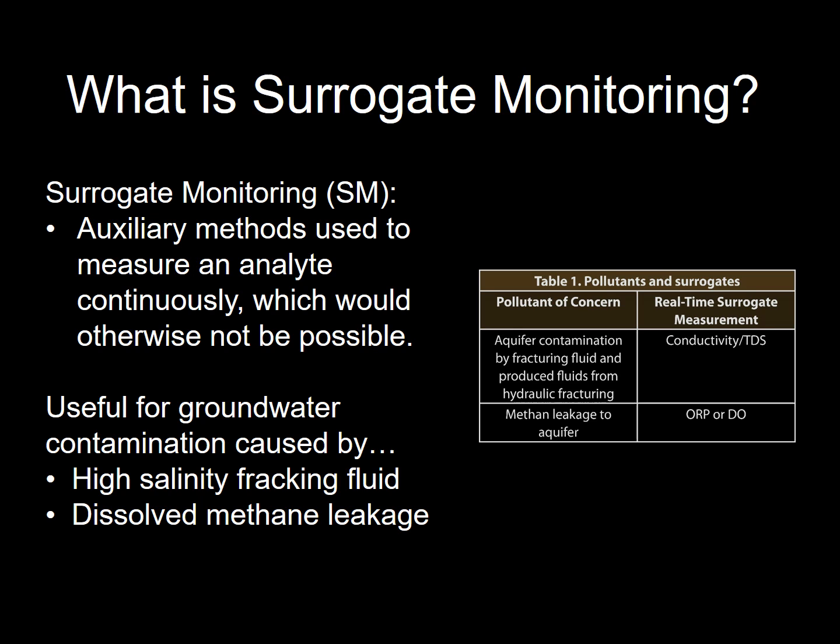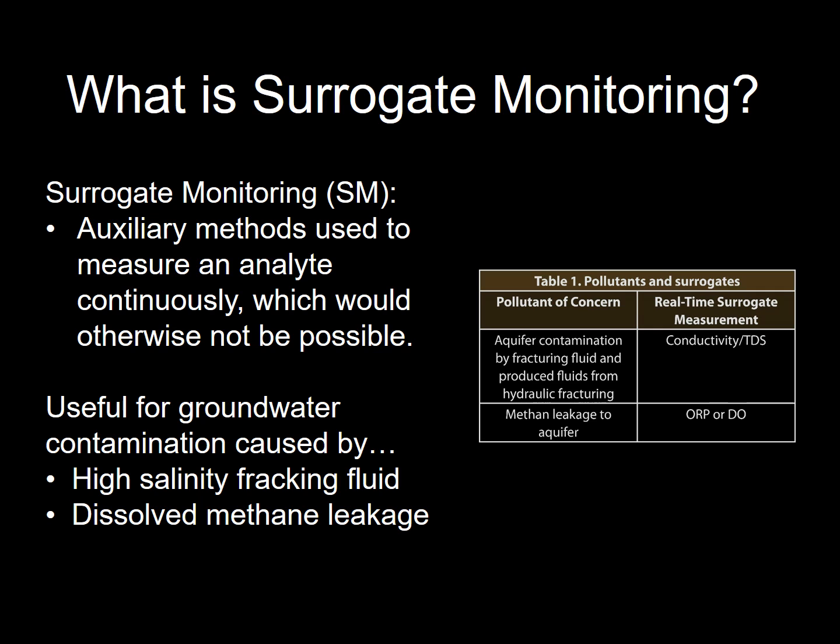subsurface and groundwater. It's useful for groundwater contamination in this essay in context to high salinity fracking fluid, and then also dissolved methane leakage, perhaps from a casing or the fractures themselves up through geologic strata. So the pollutant and the associated surrogate measurement that this paper discusses: aquifer contamination by fracturing fluid, and they use conductivity and TDS as surrogates, and then methane leakage to the aquifer due to the fracturing or casing breakage. They look at oxygen reduction potential or dissolved oxygen.